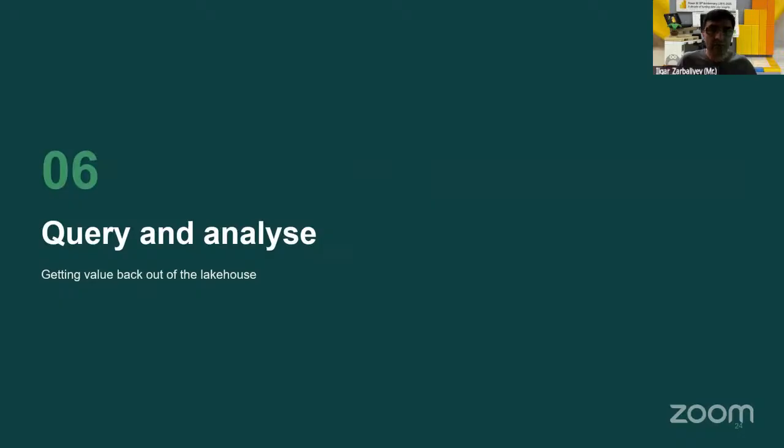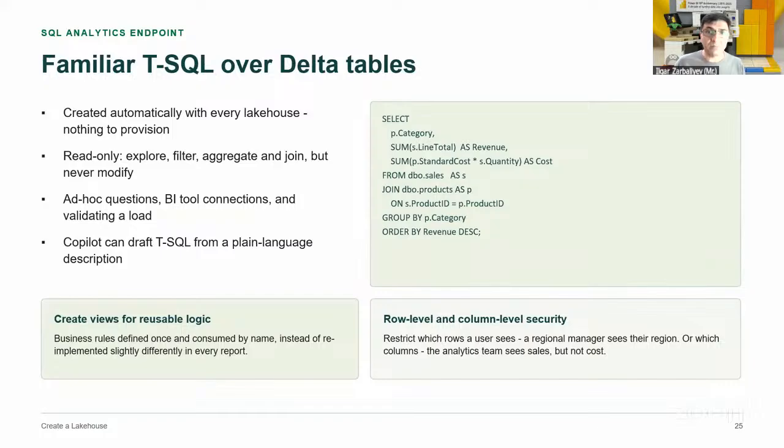We have data in, let's get value back out. There are two engines over the lakehouse and a reporting layer on top, and I want to be clear about when you reach for which. The first engine is, actually, for many people, the one they will use most.